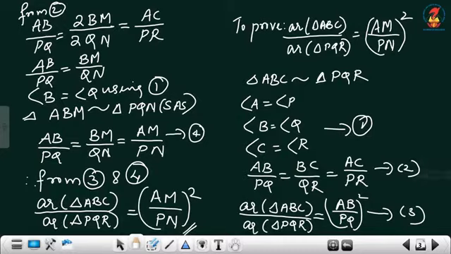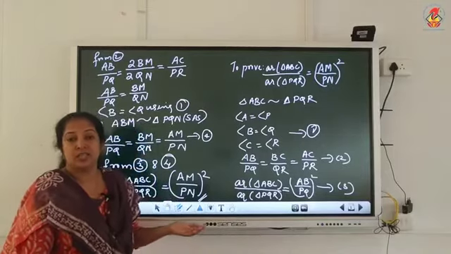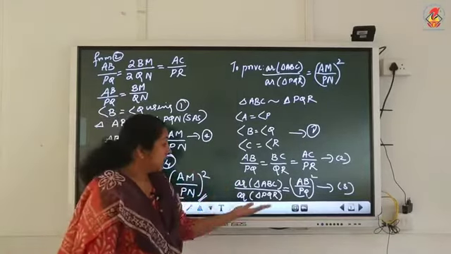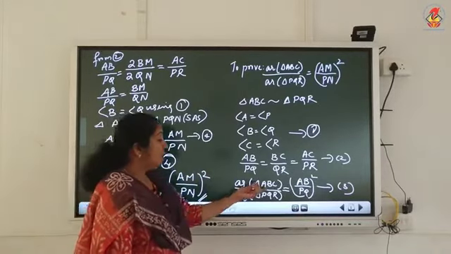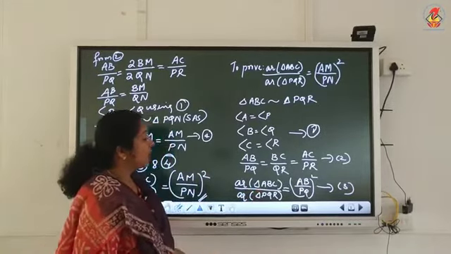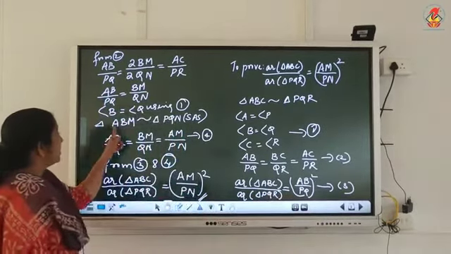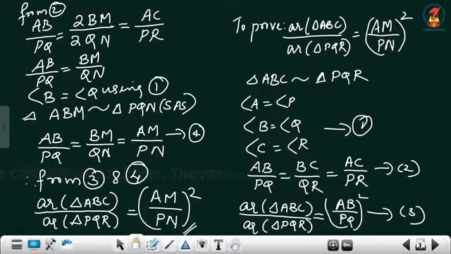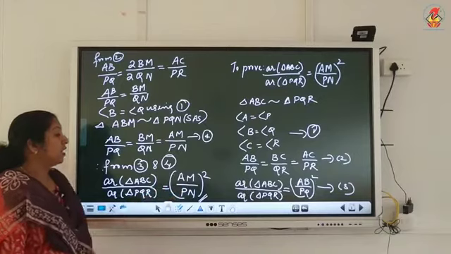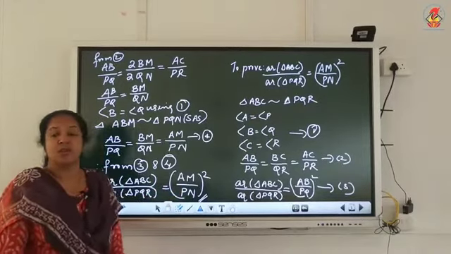So these are the given things. Triangle ABC is similar to triangle PQR. So we can write corresponding angles are equal and corresponding sides are proportional. Since they are similar, we can write area of triangle ABC divided by area of triangle PQR is equal to AB by PQ whole square. Then we have proved these two triangles are similar. Triangle ABM is similar to triangle PQN using SAS criterion. If these two are similar, we can say sides are proportional. So we are getting AB by PQ as AM by PN. So we are replacing AB by PQ as AM by PN in equation 3. That is the required result.